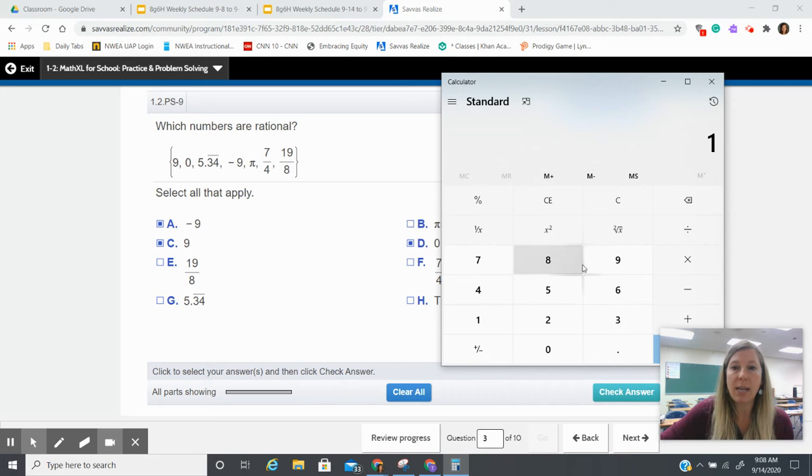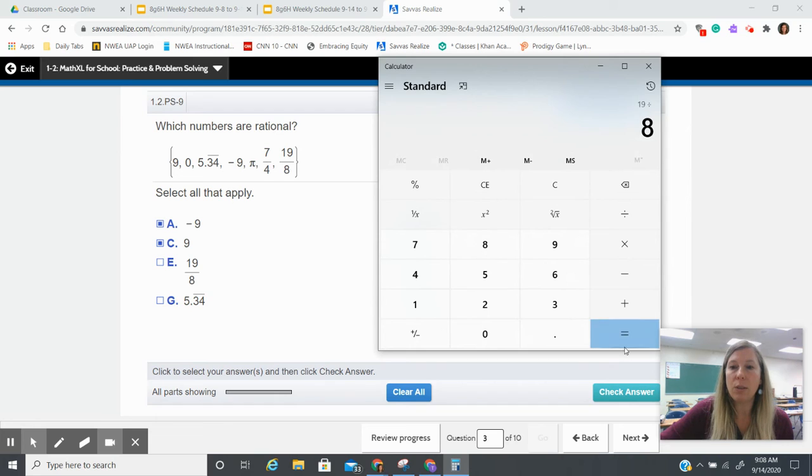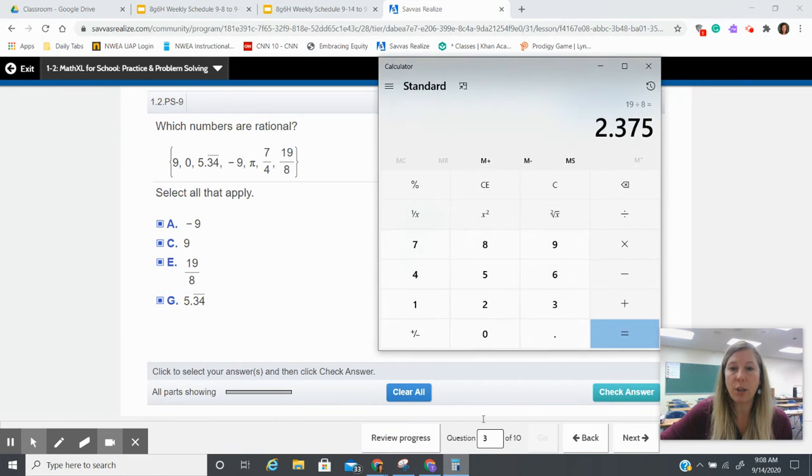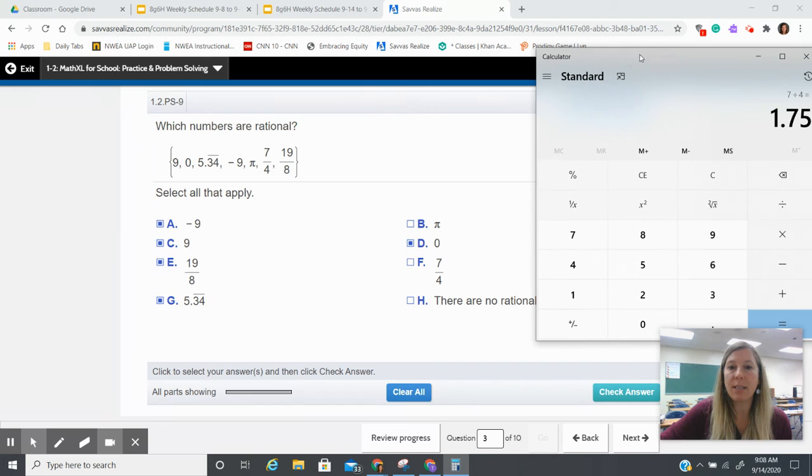And we are going to say 19 divided by 8 equals, okay, this does not repeat forever, it stops. So that one is a rational number. This one is repeating. If it's a repeating decimal, it's rational. So we can choose that. Pi we know is irrational because it goes on forever and ever. Let's try 7 over 4. Let's use our calculator. And let's go 7 divided by 4 equals 1.75. Okay, it's not repeating. It terminates, it stops. It doesn't go on forever.